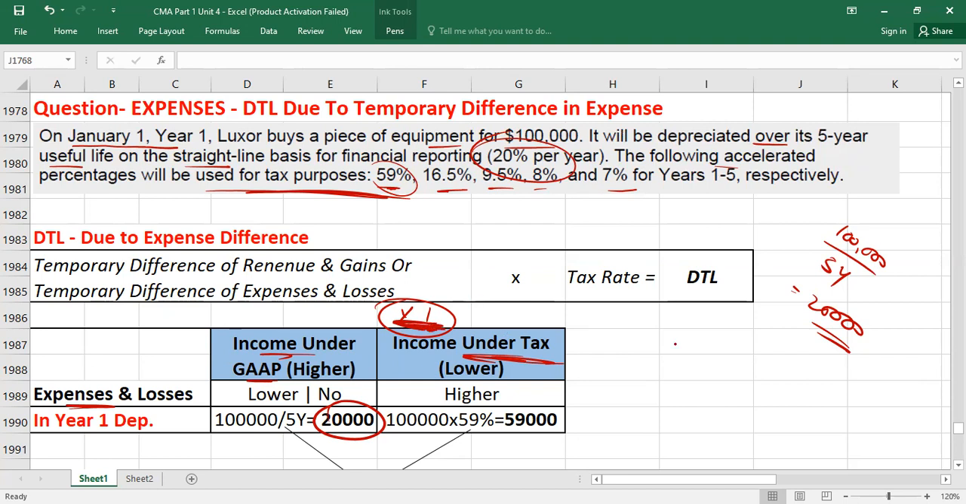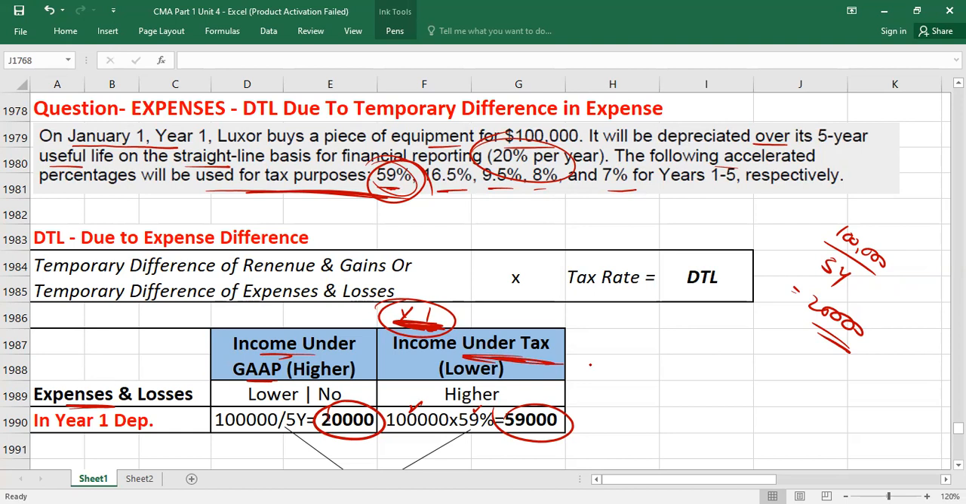Right or wrong? So I am doing the current year calculation. If I'm calculating tax depreciation in the current year, what will I do? I'll take the cost of the asset and multiply by what? 59%, because it's the year 1 depreciation rate. So I got a depreciation expense of how much? 59,000. Agreed? In accounting, how much depreciation have you written? 20,000. And in tax, how much depreciation have you written? Where is expense higher? Tax.